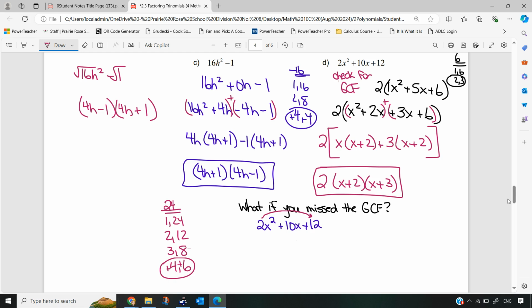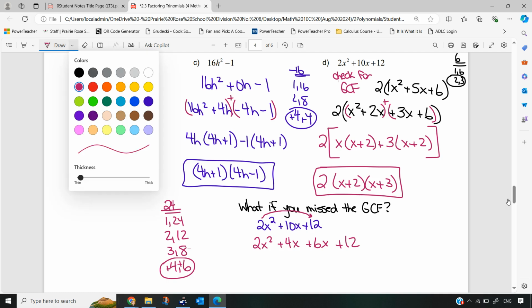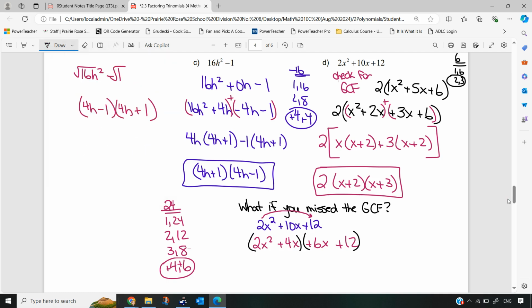Next, I decompose those middle terms. So 2x squared plus 4x plus 6x plus 12. And then I factor by grouping. In my first bracket, my GCF is 2x. That leaves me with x plus 2. And in my second bracket, I have a positive 6, which leaves me with x plus 2.